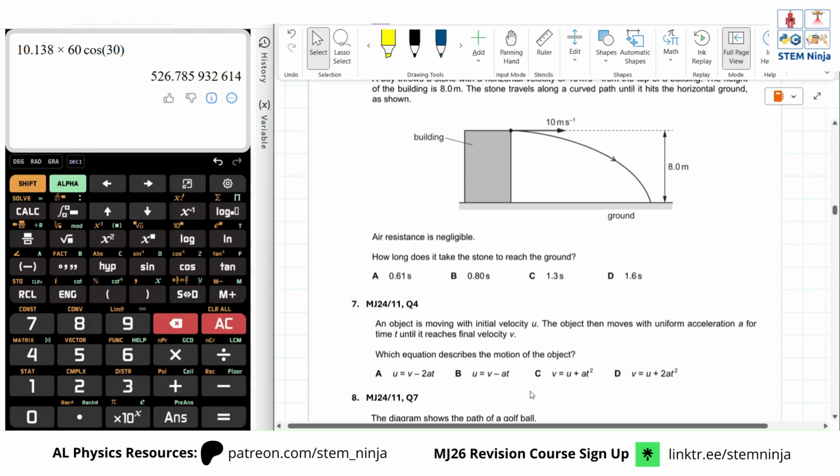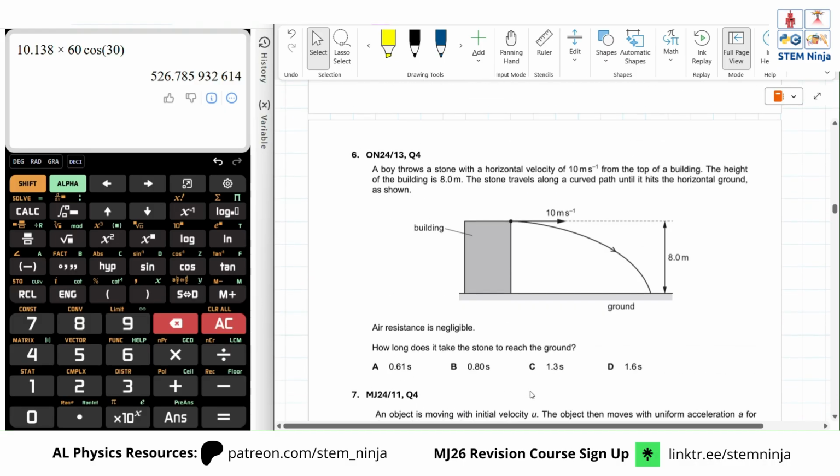So let's carry on. A boy throws a stone with a horizontal velocity of 10 meters per second from the top of the building. The height of the building is 8 meters. The stone travels along a curved path until it hits the horizontal ground. Air resistance is negligible. How long does it take for the stone to reach the ground?